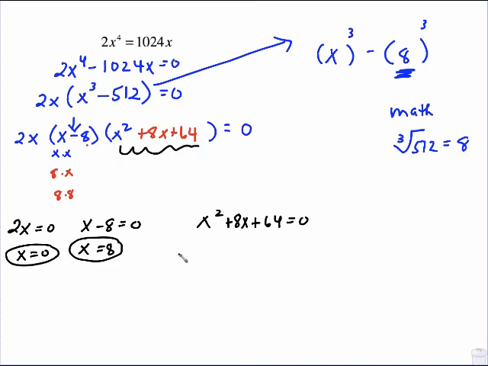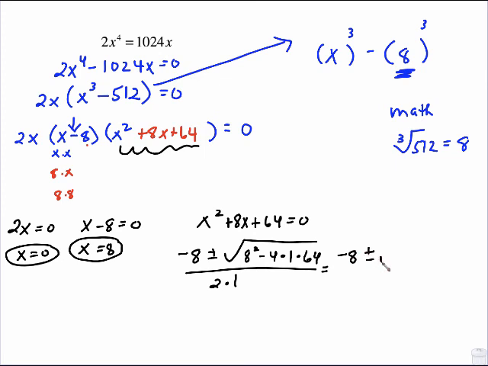So go straight to the quadratic formula, negative 8 plus or minus the square root of 8 squared minus 4 times a, which is 1, times c, which is 64, all over 2 times a, which is 1. And this becomes negative 8 plus or minus the square root of negative 192 all over 2. And then what's left is to simplify this. So we've got negative 8 plus or minus. Of course, we're going to have to bring an i out, and this is 8i radical 3.